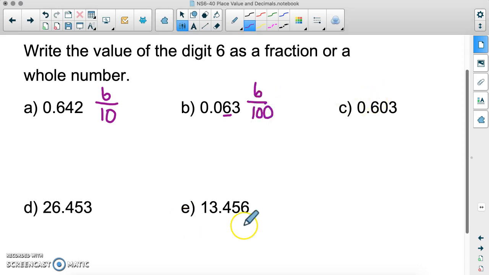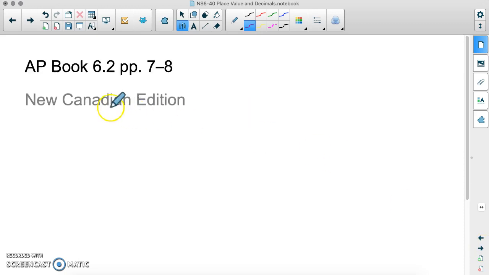Now I want you to do C, D, and E on your whiteboards, and then when you are done with C, D, and E, you can continue on with jump pages 7 to 8, checking in with me when you are finished.